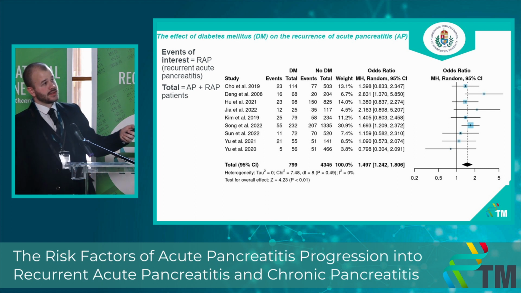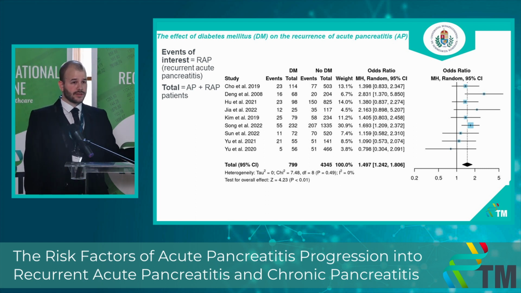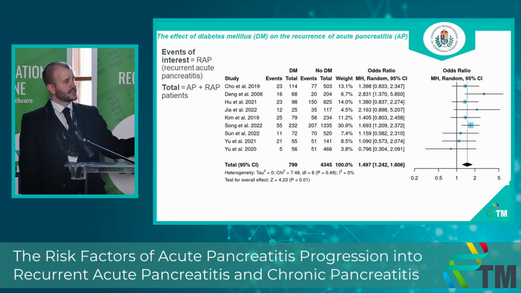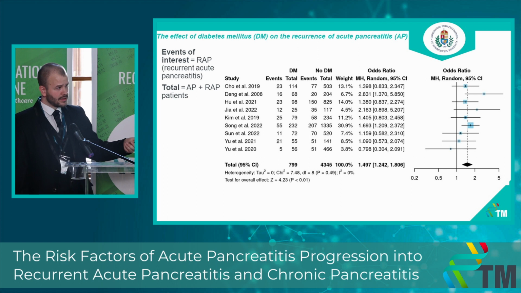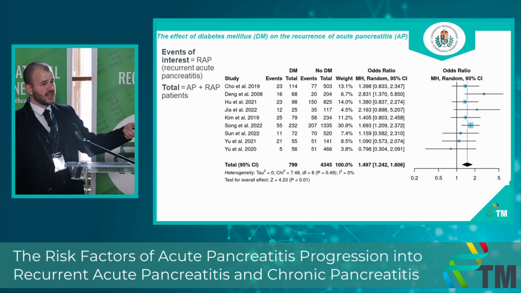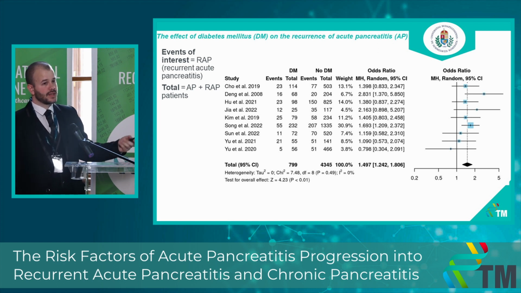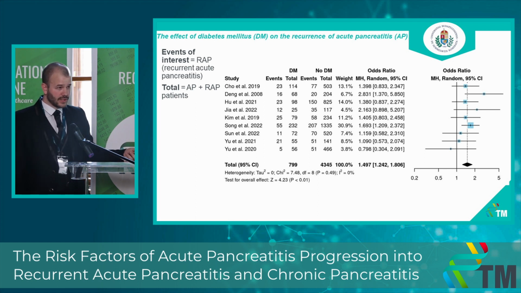This is our last result. Here we investigated the effect of diabetes mellitus on the recurrence rate. The event of interest is the same. The exposure group consists of patients with diabetes mellitus, comparison without diabetes mellitus. The pooled odds ratio is 1.49. It is also statistically significant, and this result means that patients with diabetes mellitus have a 49% higher risk of developing REP compared to patients without diabetes mellitus, and the heterogeneity is 0, which increases our confidence in the result.